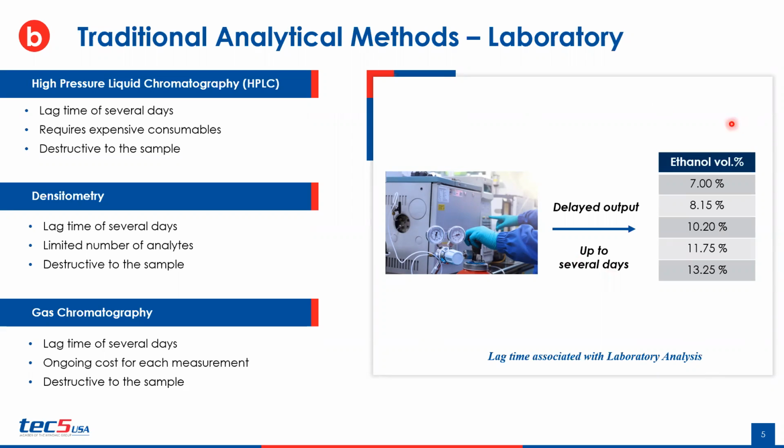ultimately, in the case of ethanol, you can obtain your percent volume concentration for your sample, but sometimes these are delayed up to several days. So this requires pulling the sample from your process, packaging it, sending it to a laboratory that provides the relevant information, and waiting for that result.